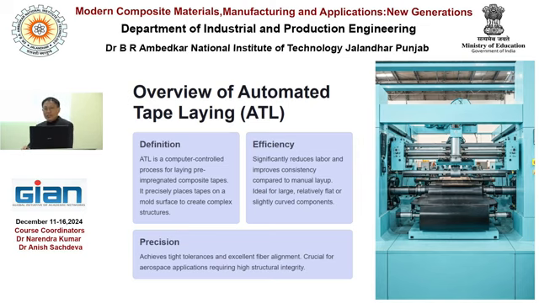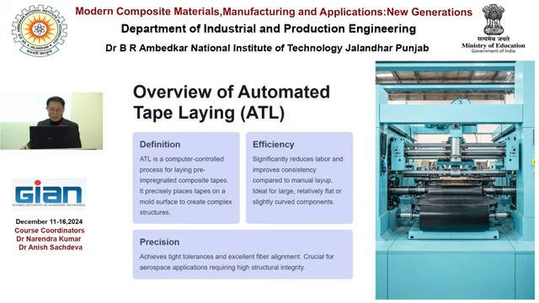So that means these days ATL is for flat-like structures only, not the very curved, complicated ones. And the precision: the ATL machine can achieve tighter tolerance because it is a machine, right? And excellent fiber alignment. Of course, it can be expected.